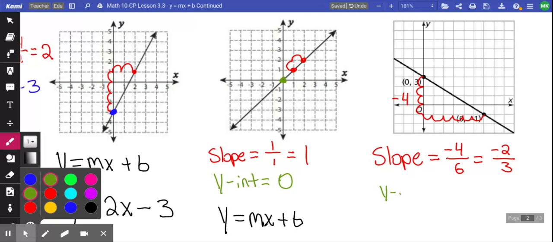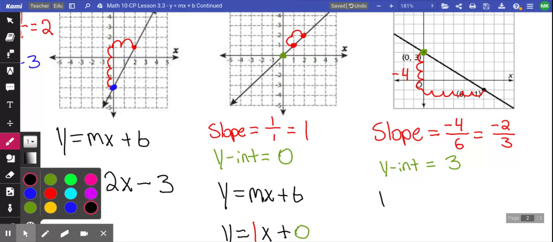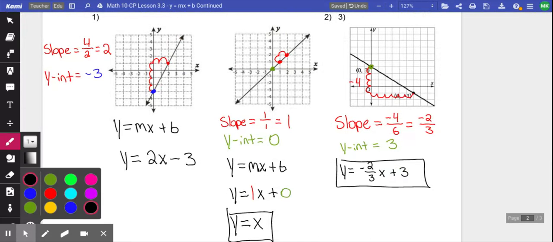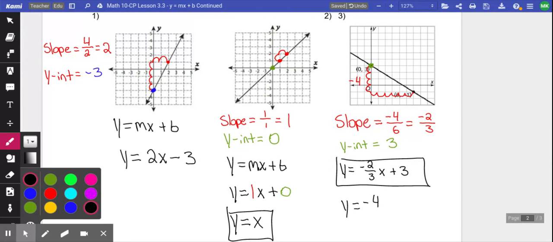My y-intercept for this question is right here, which is at 3. This means my equation is y equals negative 2 over 3x plus 3. That would be my equation. A slope of negative 2 over 3, a y-intercept of 3. If you wrote it like this, negative 4 over 6x plus 3, I would mark that correct still. It's just that your slope isn't simplified because both those numbers could divide by 2. Awesome.